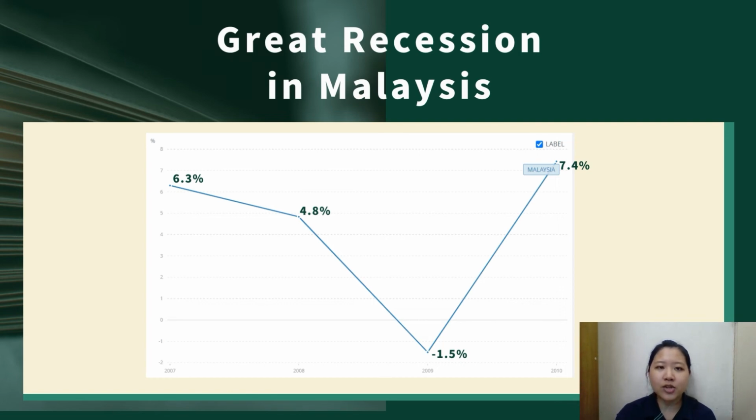In 2009, the GDP growth became negative, which is negative 1.5%, decreased as much as 6.3%. After the Malaysian government implemented some fiscal and monetary policies, the GDP growth increased to 7.4% in 2010. Therefore, we will continue to look at the policies implemented by the Malaysian government to overcome the recession.